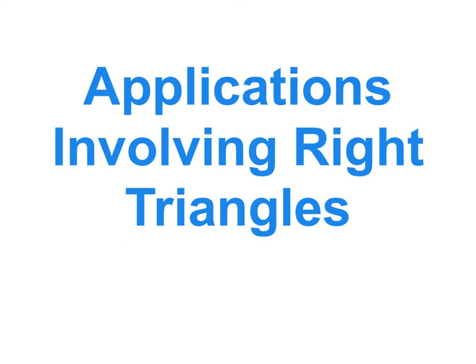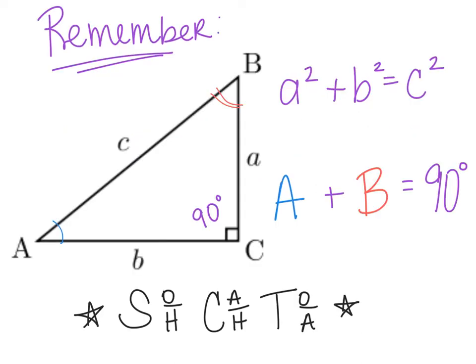In this video, we're going to talk about the applications involving right triangles. Before we jump in, it's really important to remember the basic components of a right triangle. So if I have this right triangle here, A, B, C, I know it's a right triangle because it has this little square thing in the bottom that indicates to me that it is a 90-degree or right triangle.